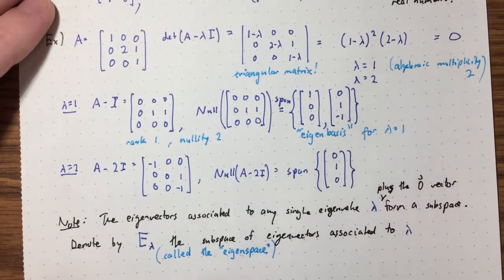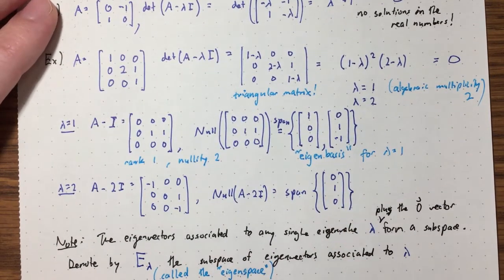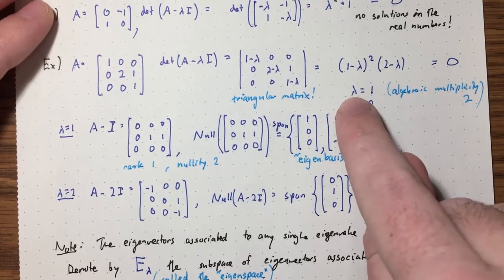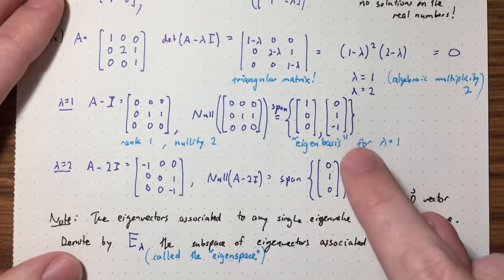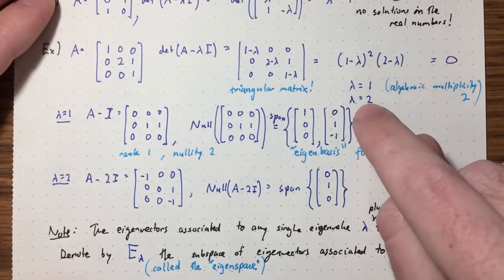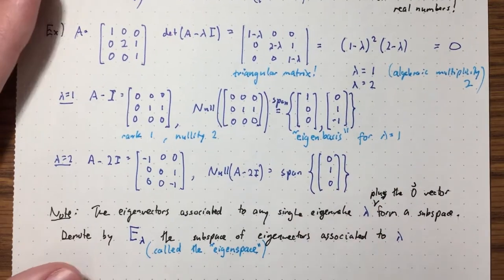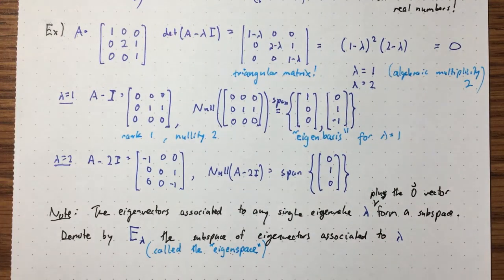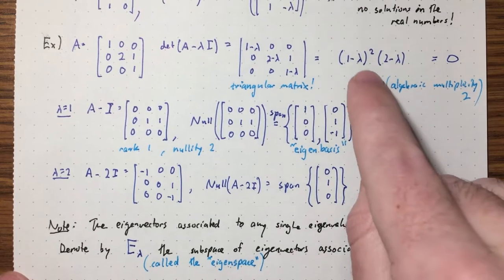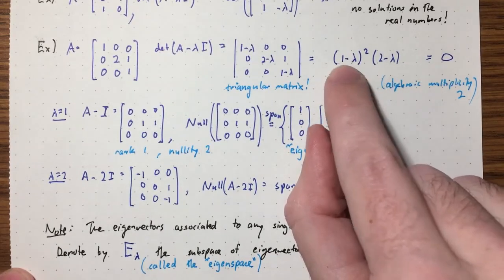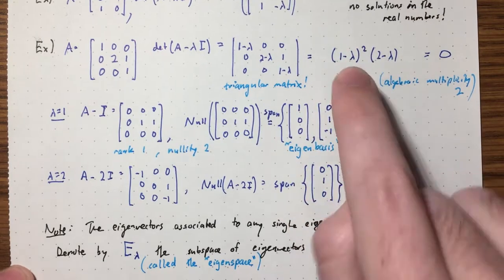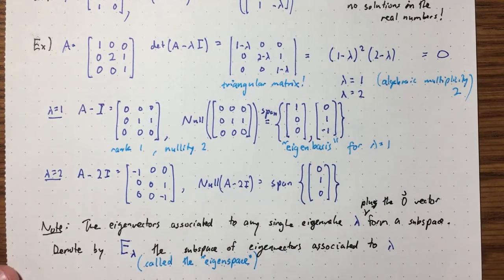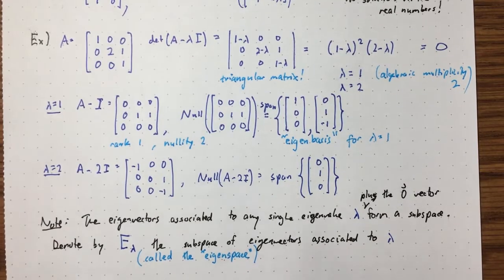So again, what do we observe? Can we use this new language? Lambda equals 1 was a double root of this characteristic polynomial, and it's associated to a two-dimensional eigenspace. And the single root of the polynomial is associated to a one-dimensional eigenspace. So we might say, this turns out not to be true actually, but we might say that the algebraic multiplicity, the multiplicity of the eigenvalue in the characteristic polynomial, tells you the dimension of the space of eigenvectors. But that's not true in general.